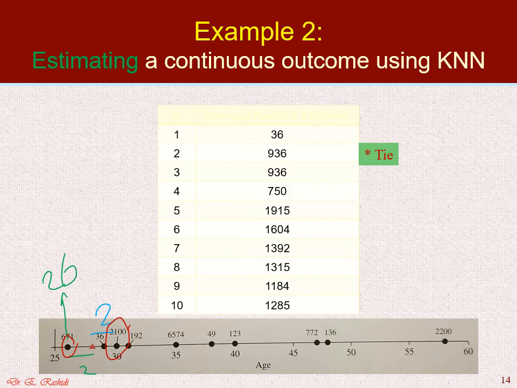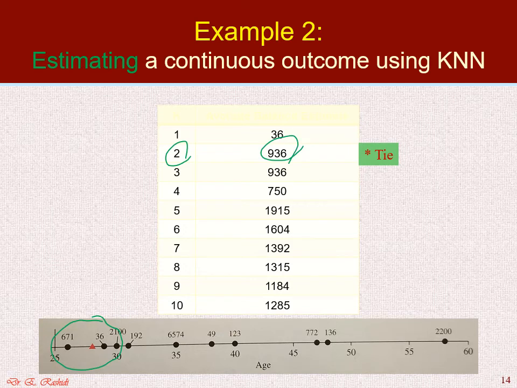So when we want to go with k equal to 2, because we have a tie here, we have to include both of them. That means that we're going to have to consider 3 data points here. So we're going to include all of these 3 points and then find the average balance of them, and that would be 936. So that's why you see 936 for k equal to 2, because we have a tie here.